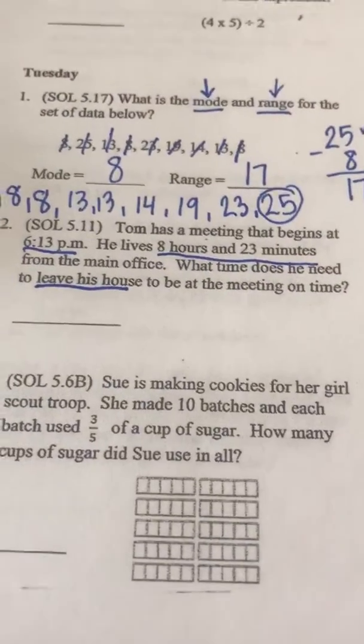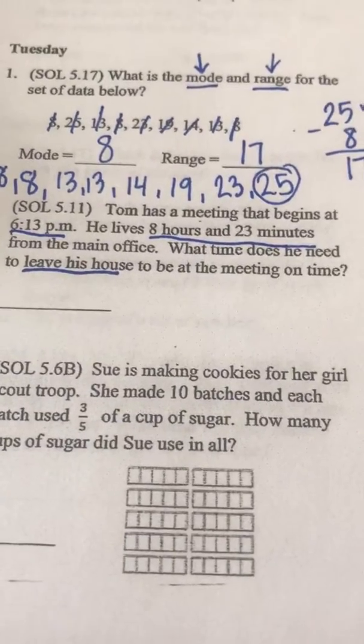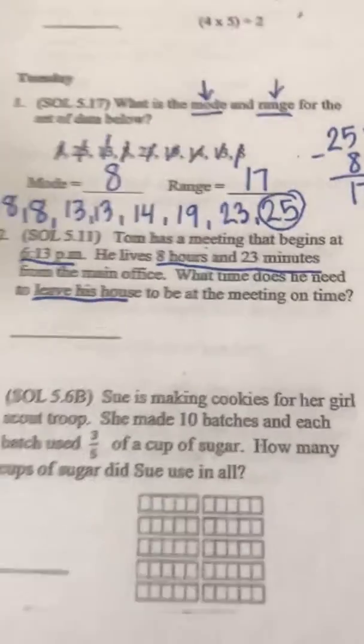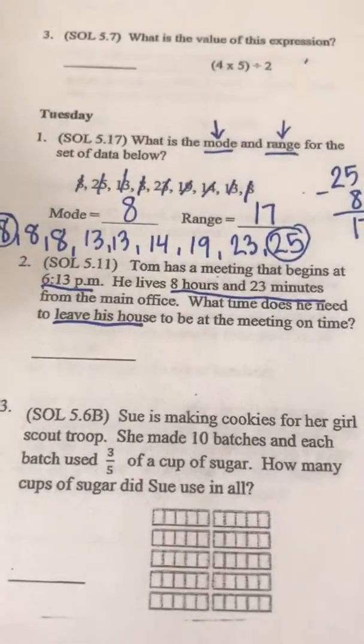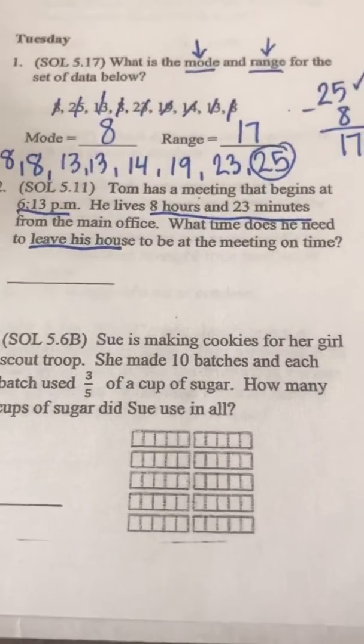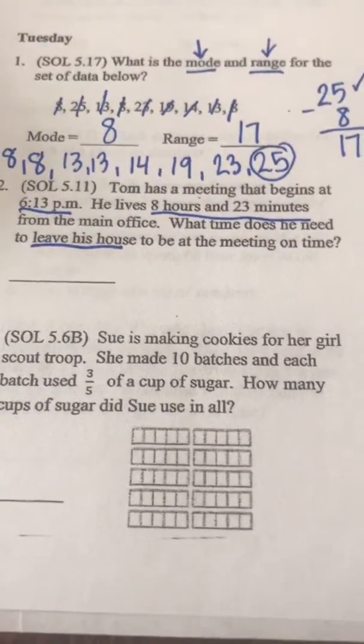Now, this problem to me is a little silly because if you live 8 hours and 23 minutes from your work, maybe you should find a new job that would be closer to home. But we don't know what kind of meeting Tom really has to be in attendance for. So we're just going to go with it.